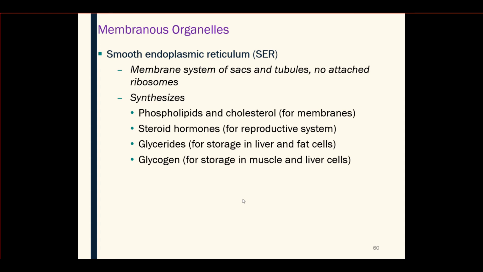Okay, so both endoplasmic reticulums are factories. Depending if there's ribosomes or not, that will determine if it's producing proteins. The rough ER has ribosomes, it produces proteins. The smooth ER has no ribosomes, so it can't produce proteins, but it produces all these other important things: phospholipids, cholesterol, steroid hormones, and again in glands that produce these hormones, fats, glycogen.